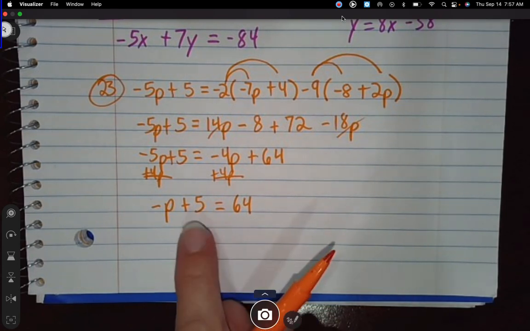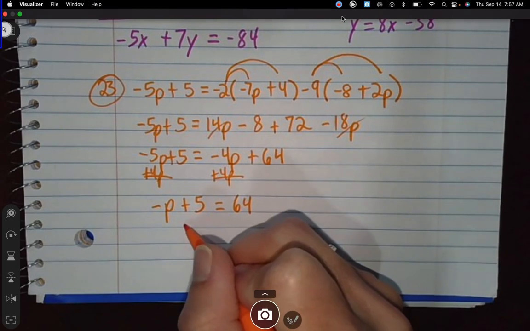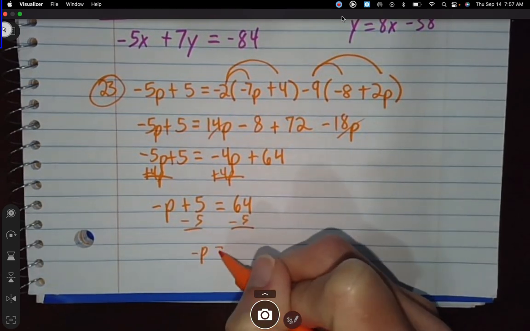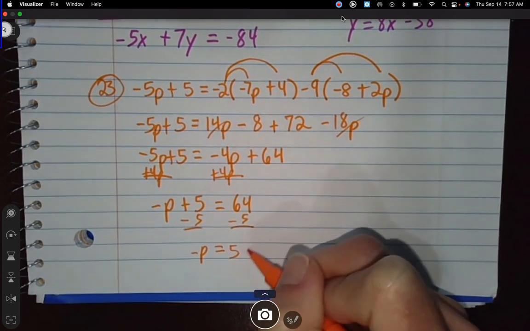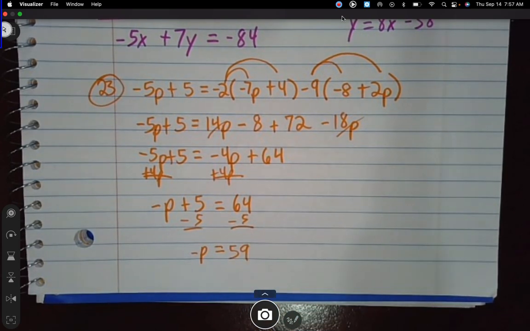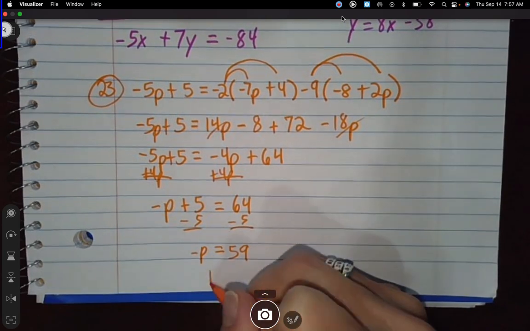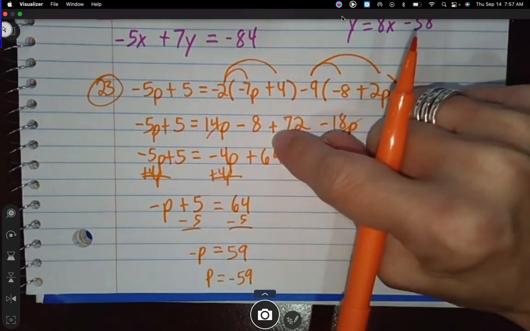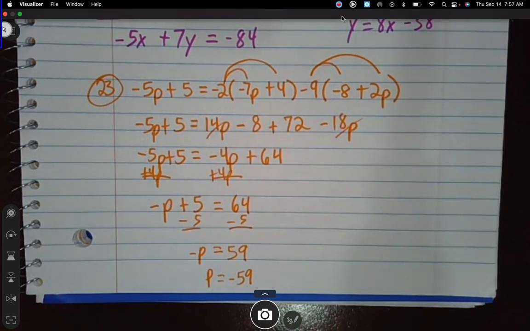Okay? Now what do I do on this one? Subtract 5. So you have negative p equals what? 59. What's wrong with that? You can't do a negative, so it'd be negative 59. Yeah, so P equals negative 59. And again, if you moved your 5P, same answer, you just wouldn't have had to do this last step. So that's why we always move the smaller one, but it still works. Okay? How do we feel on that one? It's okay? That's a tough one.